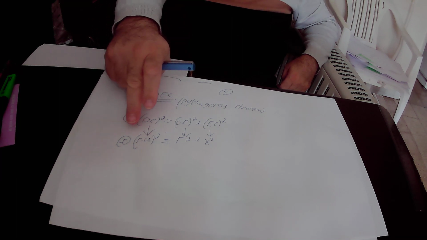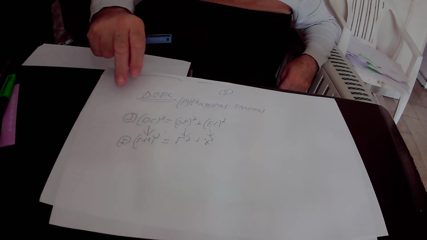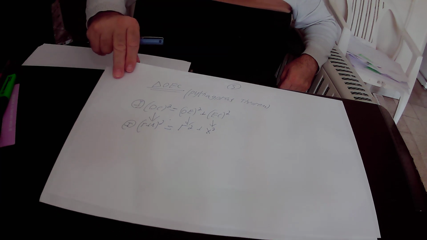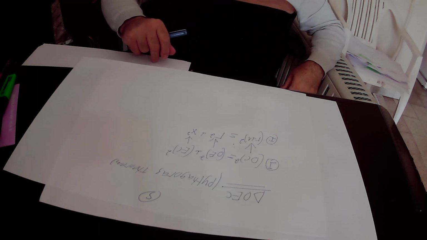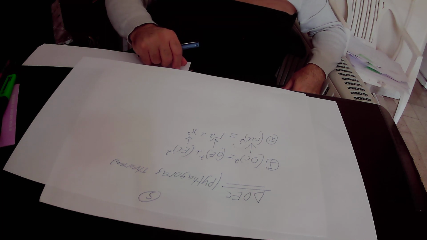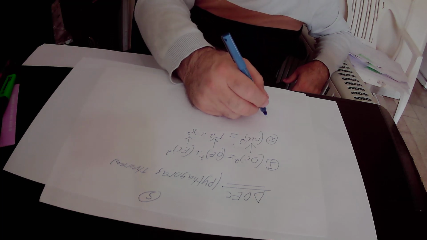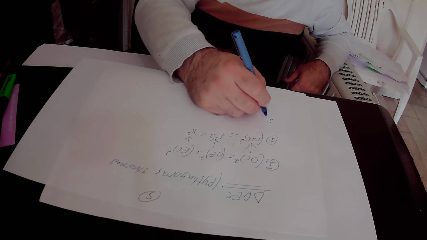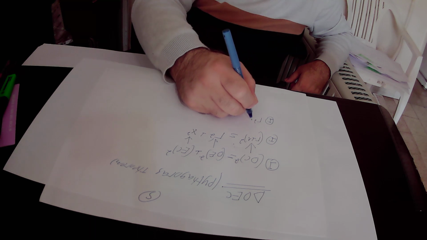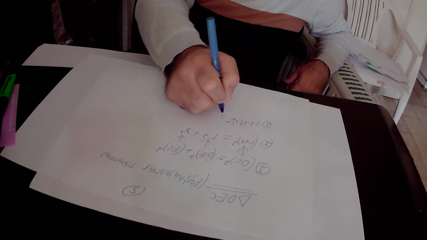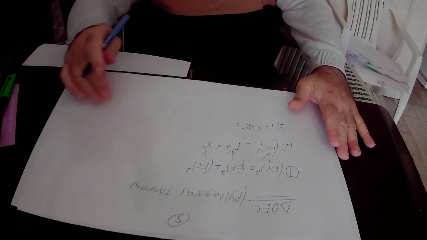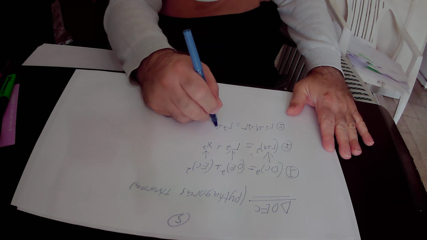Here we will open the brackets in this side of equation number 1. (R plus 1) square equals R square plus 1 plus 2R according to the algebraic identity that (A plus B) square equals A square plus B square plus 2 times AB. So (R plus 1) square equals R square plus 1 plus 2R, and it equals R square plus X square.